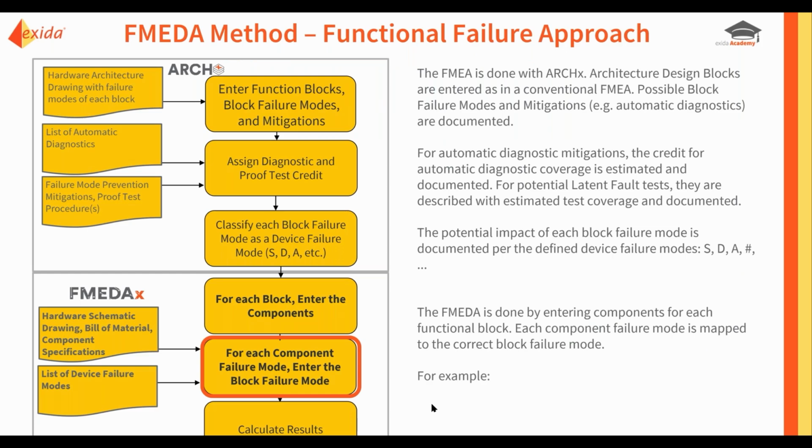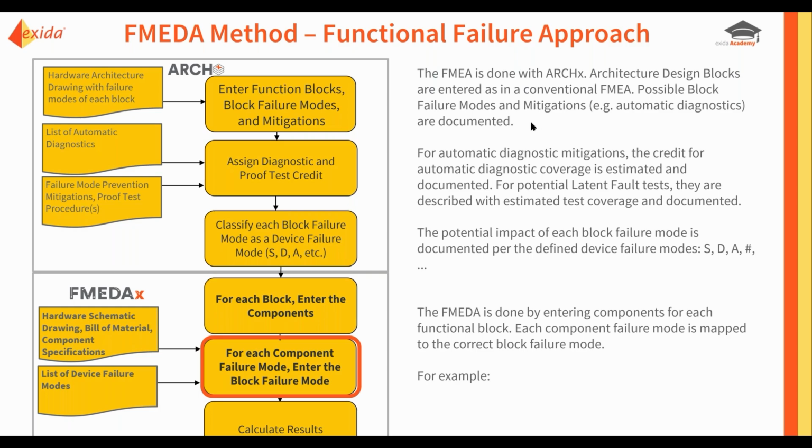Given this information, we've come up with an approach which we call the functional failure approach, the second way of doing an FMEDA. And we've already had one webinar on that, and there's a nice white paper on our website describing this in a lot of detail, so I won't. But I can tell you, we do an FMEDA, and we look for the architecture design blocks. That's typically entered in a conventional DFMEA. Perhaps we can get all that information from a DFMEA.